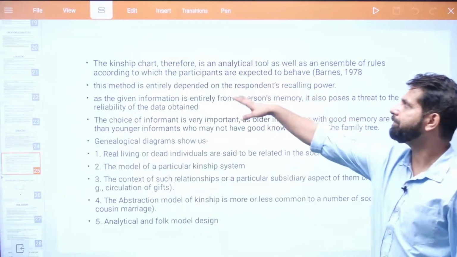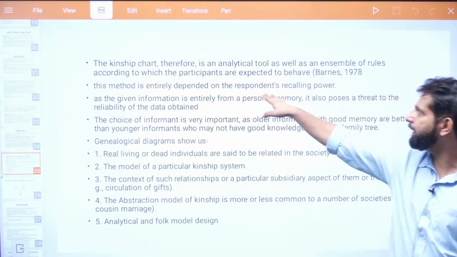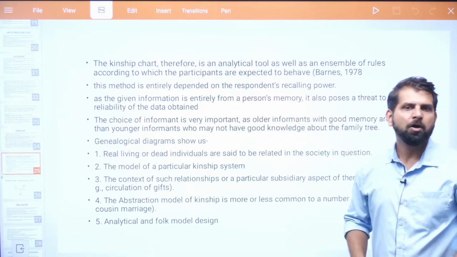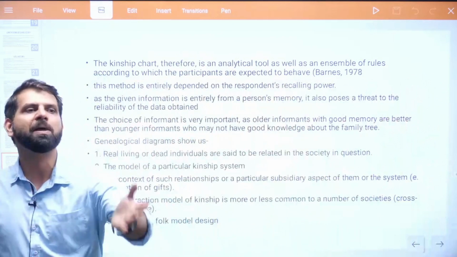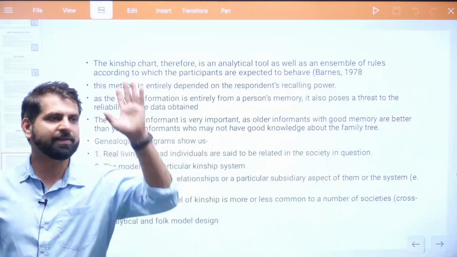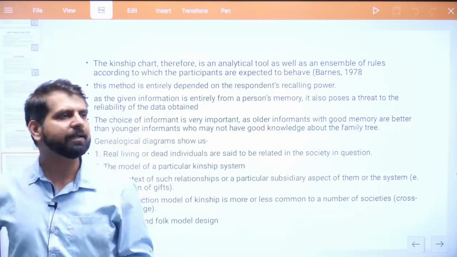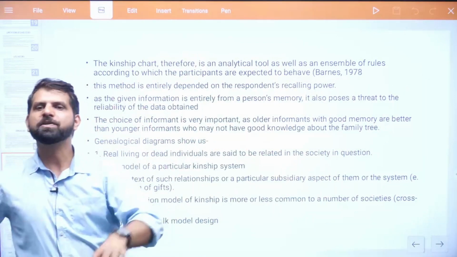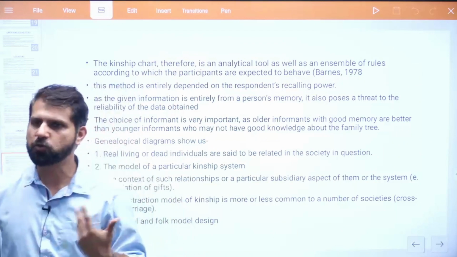So the kinship chart is an analytical tool. This is not important here as such. This method is entirely dependent upon the respondent's recalling power. If I ask about your family, or ask your father, who will have more information about your ancestors? Your father. People who are elderly will have more information about the genealogical or kinship ties which you have.